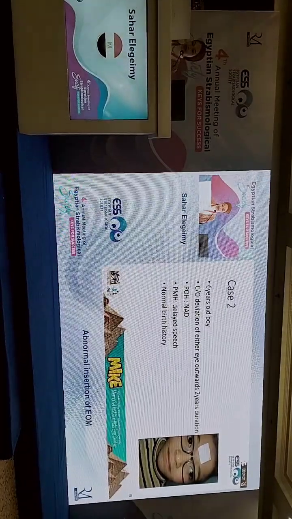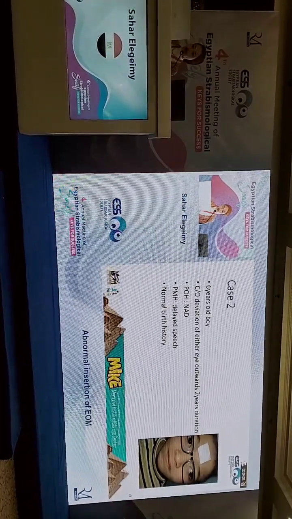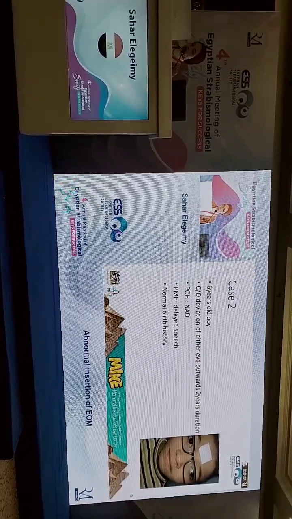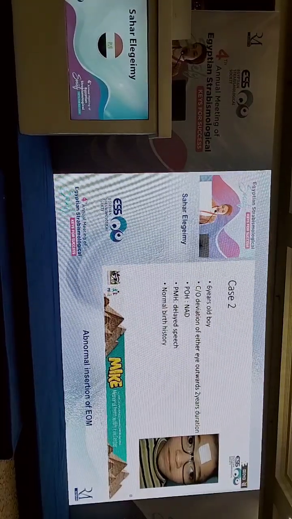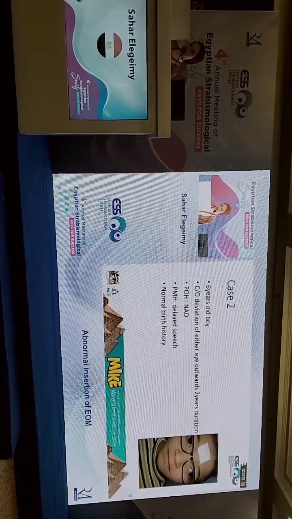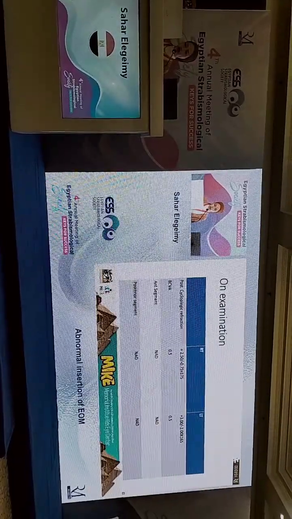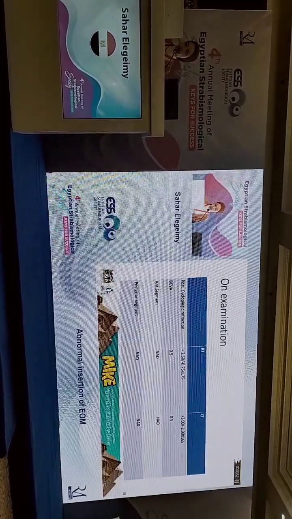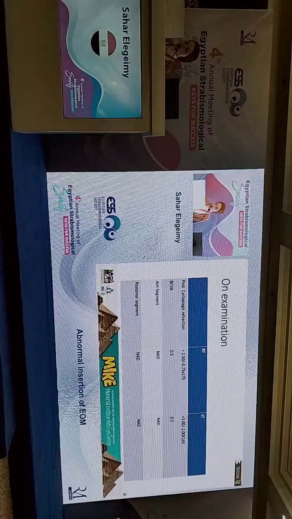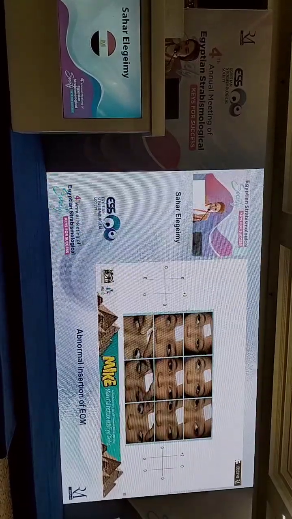My second case is a 6 year old boy whose father was complaining of deviation of either eye outwards for 3 years duration. Past ophthalmic history was normal. He had a normal birth history at term. Refraction is shown in this table. His best corrected visual acuity was 0.5 OU. Both anterior segment and posterior segment were normal.